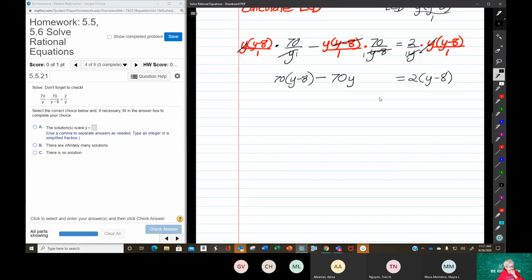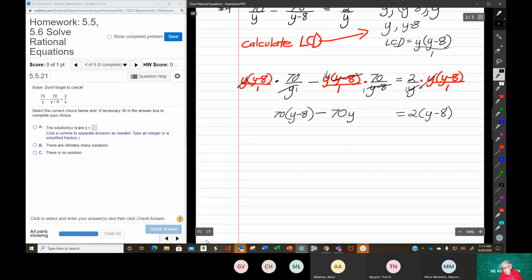Any discussion at all? Excuse me. In the negative 70, where did we get the y? Right here. It did not cancel out of that term. The y minus 8's canceled, but that left a y out here, since the LCD is y times y times y minus 8. Gotcha. Thank you, Miss Barbara. You're welcome. Anybody else?